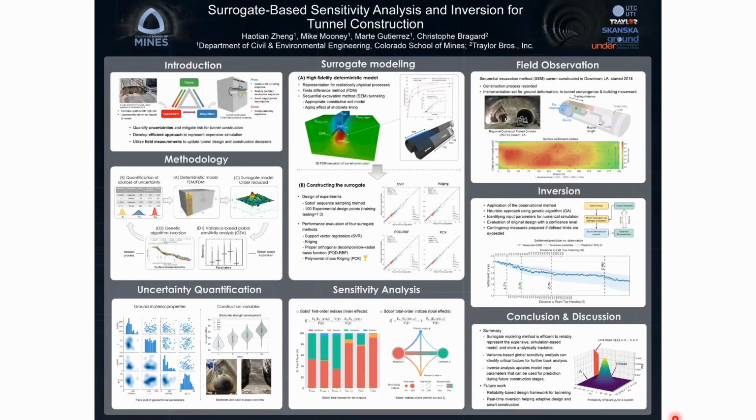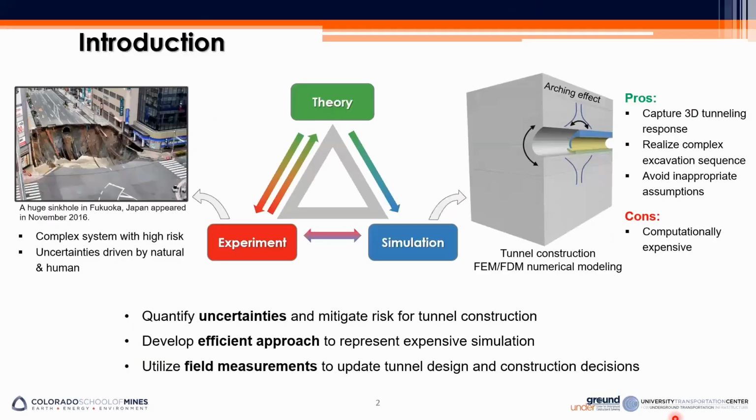And the title is Surrogate-based sensitivity analysis and inversion for tunnel construction. An urban tunnel is a complex system with high risks to build, and just like other engineering design principles, computer simulation is a third discipline to link the theory with the practice or experiment. But currently our tunnel design is struggling to balance the efficiency with the cost of the numerical simulation.